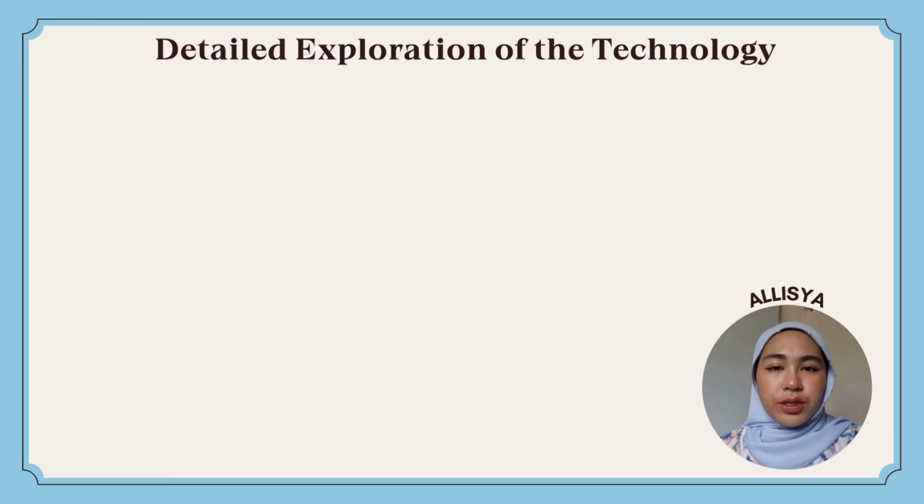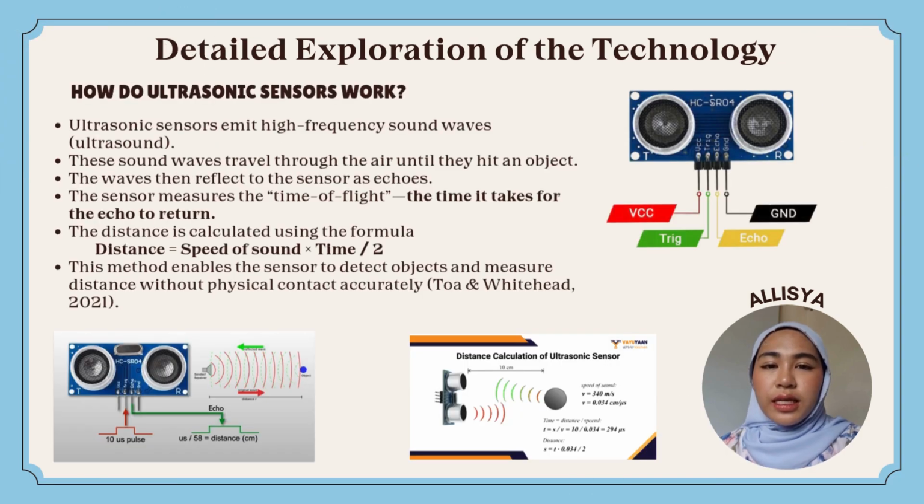Next, how do ultrasonic sensors work? Ultrasonic sensors work by emitting high-frequency sound wave, also known as ultrasound. These waves travel through the air until they hit an object in front of them. Once the sound wave hit the object, they bounce back and return to the sensor as echoes. The sensor then measures what's called the time of flight, which is the time taken for the wave to travel to the object and back.